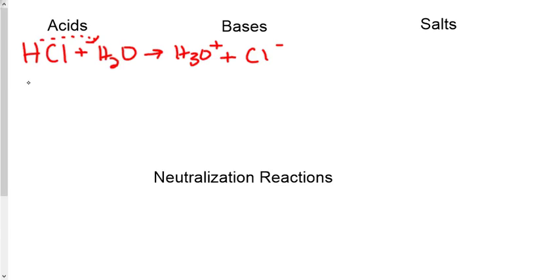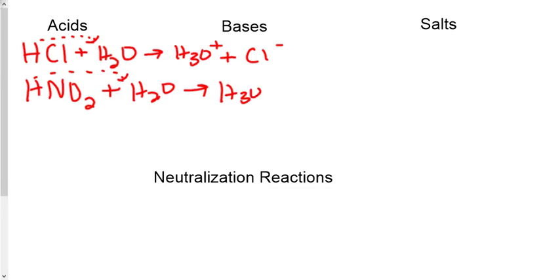Let's practice another one. Let's take nitrous acid, HNO2. This, of course, has a polyatomic ion. Again, we recognize that this is an acid because there's a hydrogen out in front. And we can react that with water, H2O. And again, for the products, the hydrogen is given over to water to make H3O positive. And then whatever's left over, we just rewrite, plus the nitrite ion, NO2 minus 1.